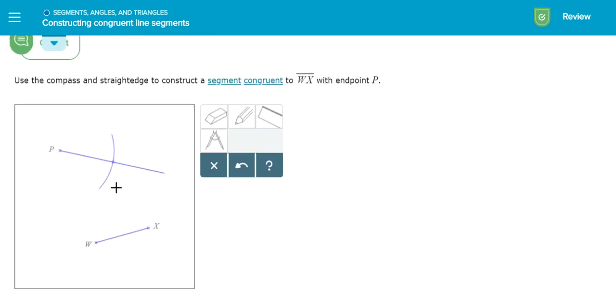Okay, so feel free to rewind this video and watch it as many times as you need to. But what we did was we basically set that compass to be the length between W and X, and then we used that same setting to draw an arc here so that we could place a point that's the same distance from P as X is from W.